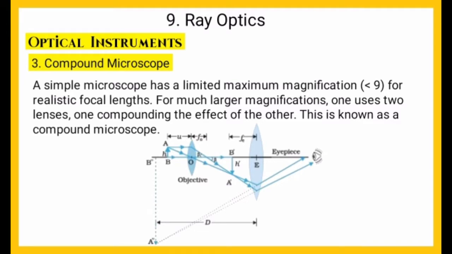Optical instruments. Third one is the compound microscope. A simple microscope has a limited maximum magnification, less than 9 for realistic focal lengths. For much larger magnifications, one uses two lenses, one compounding the effect of the other. This is known as a compound microscope, as you can see in this diagram.